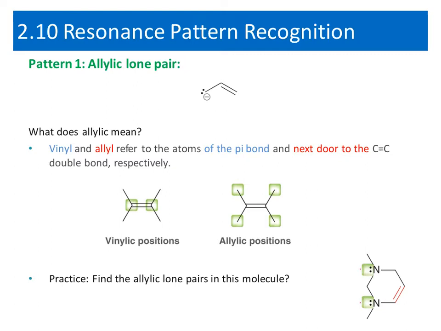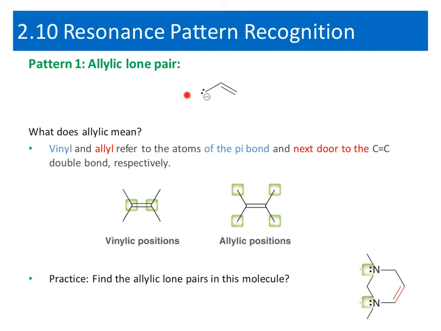When we have a double bond, we are dealing with two positions. The first one is the vinylic position. Atoms of the pi bond, we call them vinylic. And the next one is the allylic position. The next atoms next door to the double bond, we call them allylic. So that atom has a single bond after that and then a double bond. So this position is the allylic position.